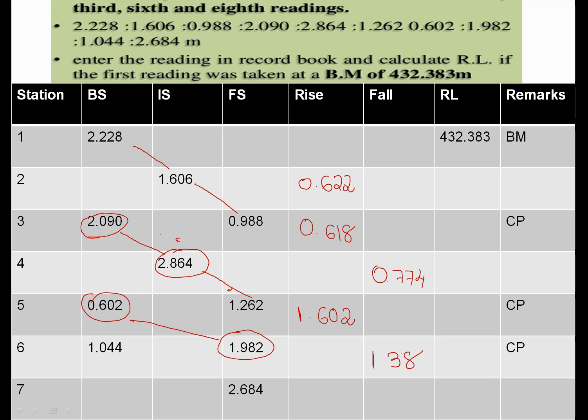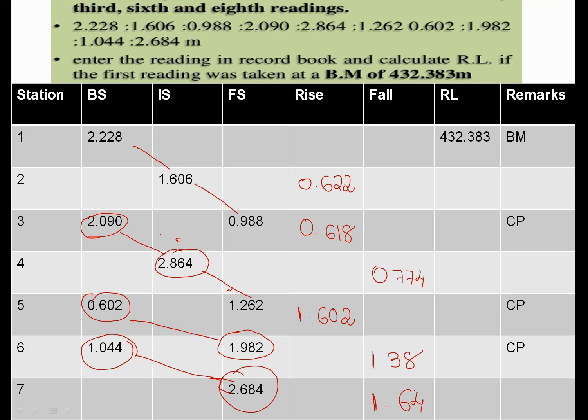Similarly, let us complete this too. For the next reading, it is again a change point. So you have to take the difference between these two readings. What will be the difference? The difference will be a negative value. Again, you have to book it in the fall column. It will be 1.64. Okay.